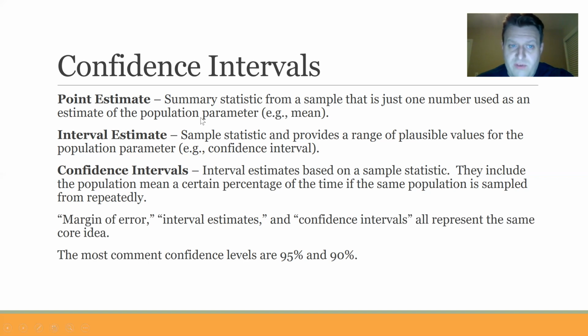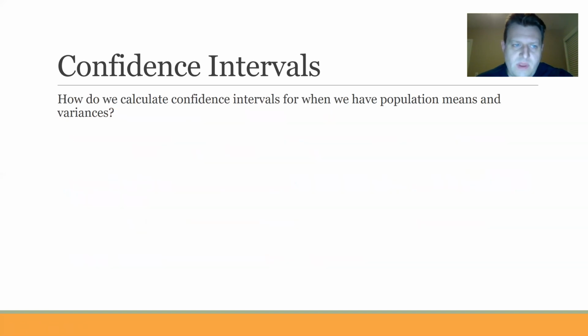All right, we see those frequently. Okay, so how are we going to calculate a confidence interval when we have the true population mean and the true population variance? A situation very akin to a one sample z-test. All right, and how we calculate confidence intervals will change depending on which information we have.